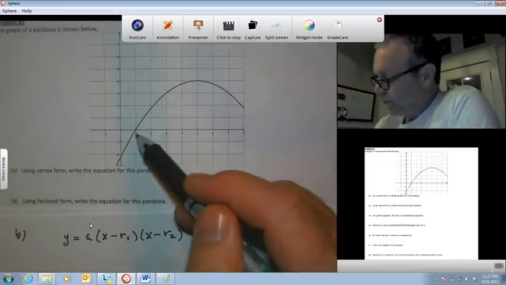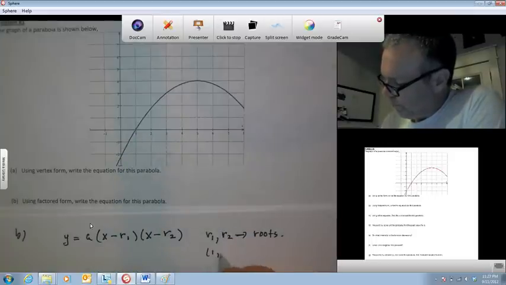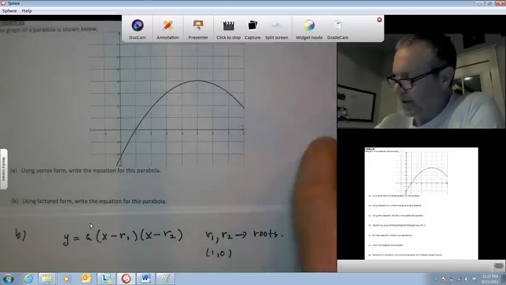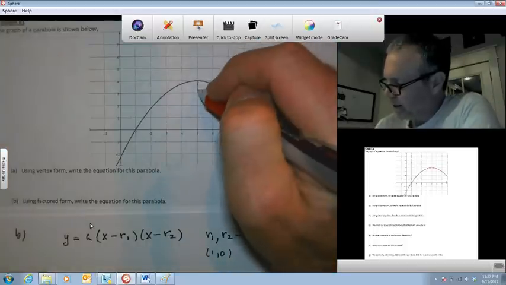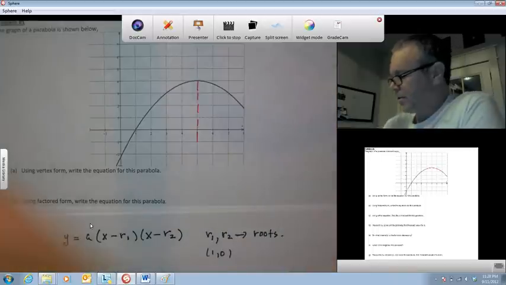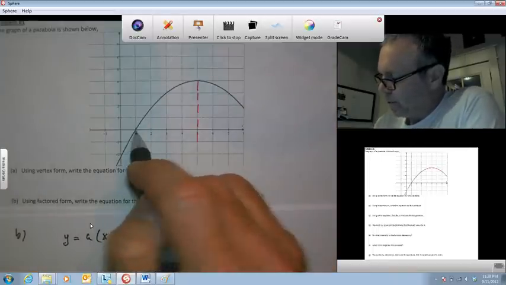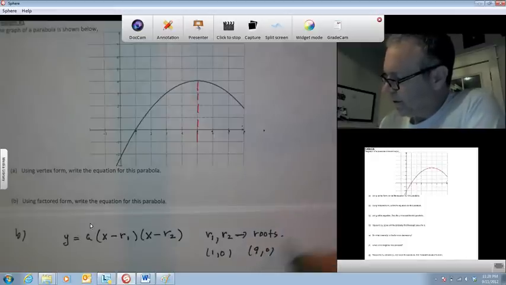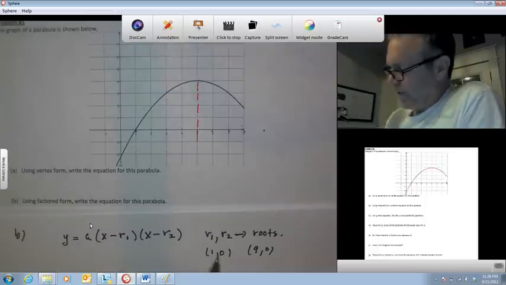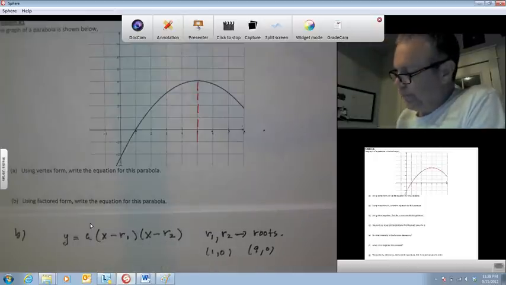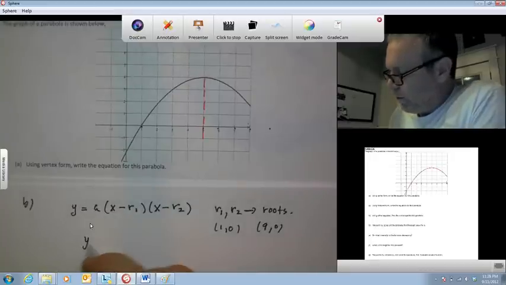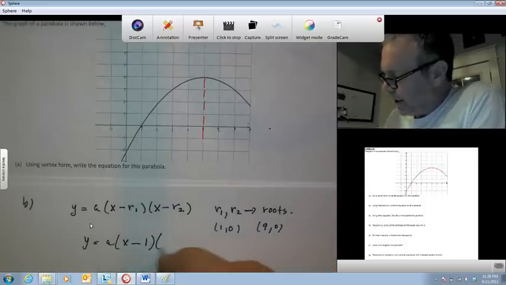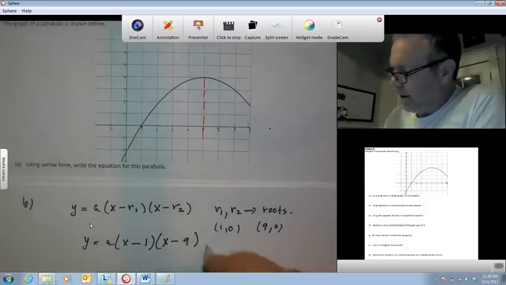According to the graph, I see that one of the roots is (1, 0). And we don't have the other one. The picture kind of cuts off there. But I do know that x = 5 is our axis of symmetry. And since (1, 0) is a root, that would make (9, 0) also a root. I'm going to use those values and put them in for r1 and r2: (x - 1) and (x - 9).